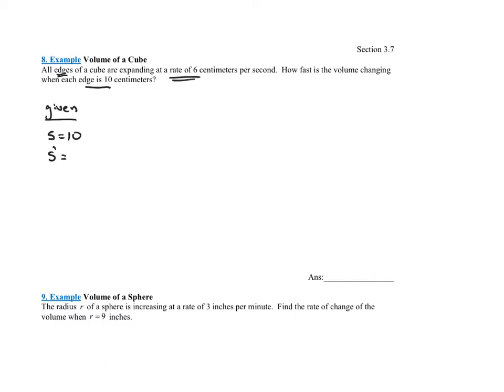So that would be S prime equals 6. What do they want? They want the volume, the rate of change of the volume. So what's our equation here? Well, we're looking at the volume of a cube. And remember, a cube, a three-dimensional box, is length times width times height. But a cube very specifically, length, width, and height are all the same. So the volume here is really S cubed. Length times width times height would be S times S times S.